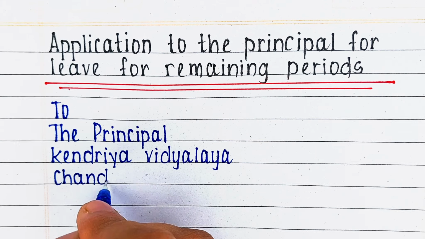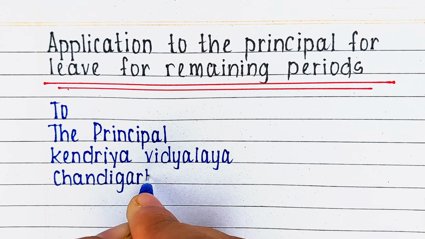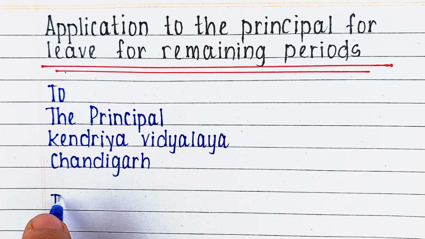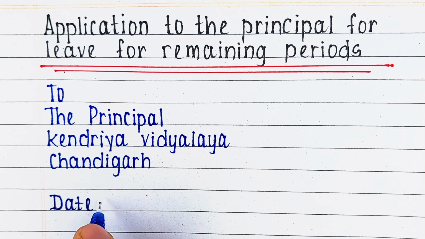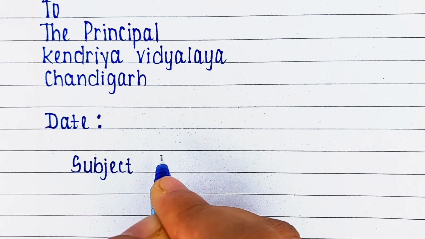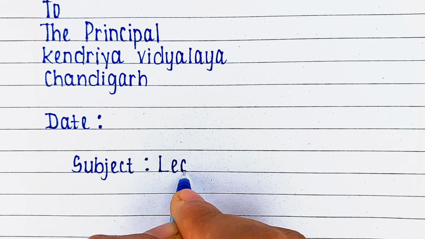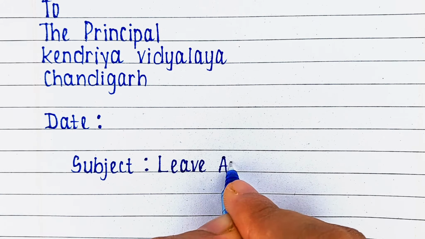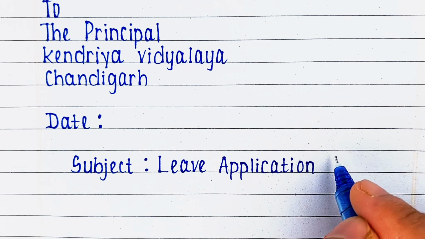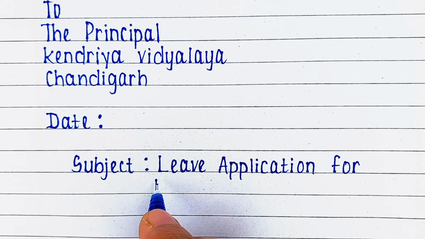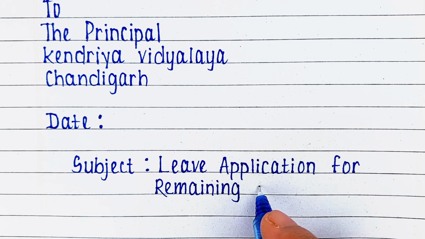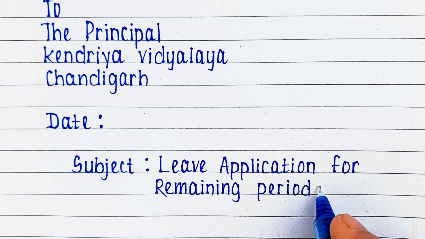To, The Principal, Kendriya Vidyalaya, Chandigarh. In the next line, mention the date on which the application is being written. Next, subject: Leave application for remaining periods.